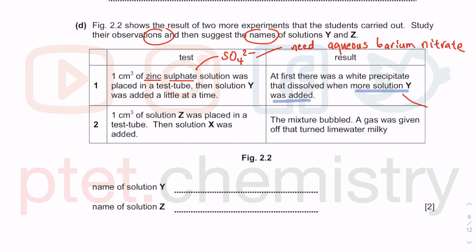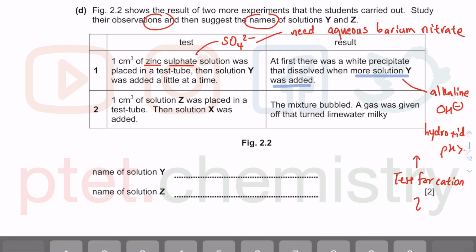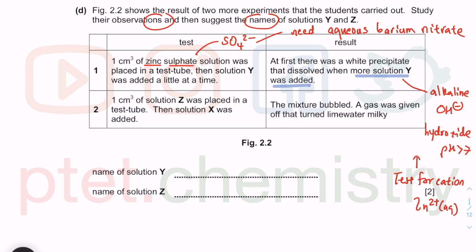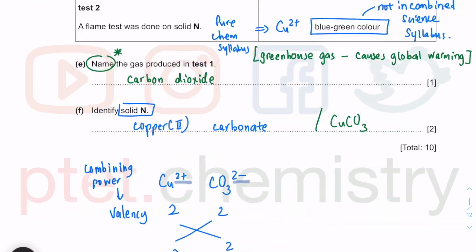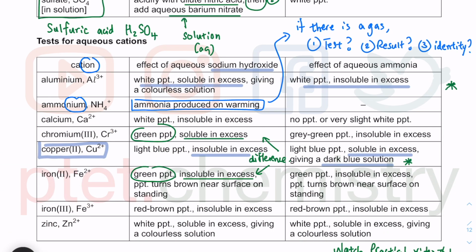here we also have excess of solution Y. What was solution Y? Solution Y was alkaline. Alkaline contains OH-. OH- is called hydroxide. The pH is greater than 7. This is most likely the test for cation. Think about your sodium hydroxide and also ammonia. In the table, we are testing for cation, which is Zn2+ aqueous cation. If we look at the table, with Zn2+, we have a white precipitate in sodium hydroxide, soluble in excess, giving a colorless solution there.